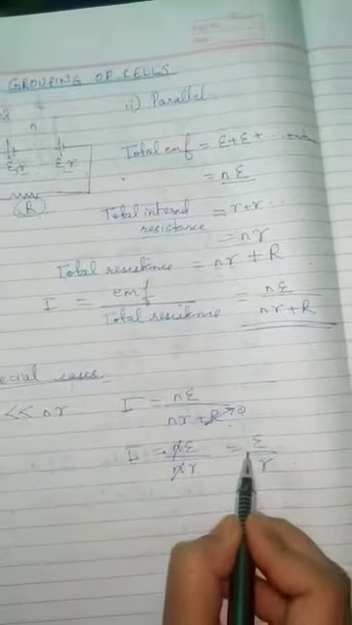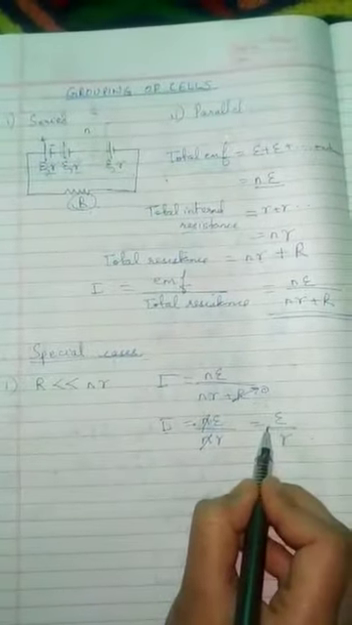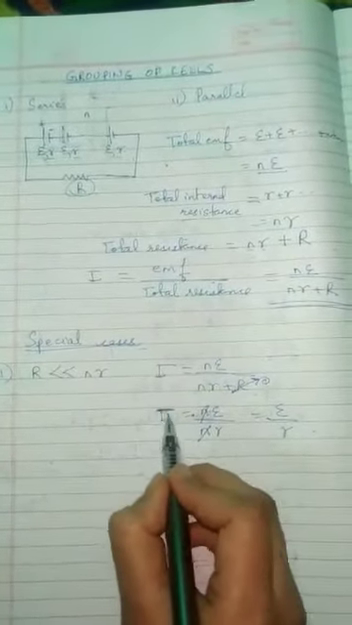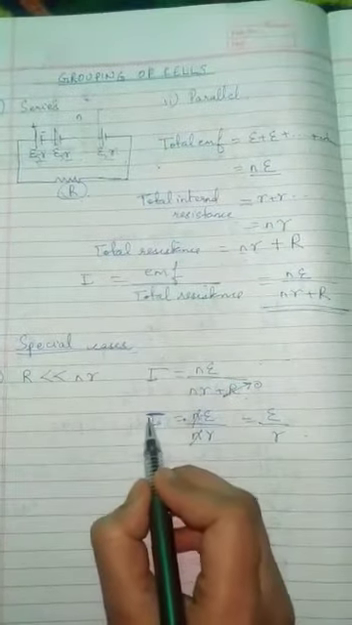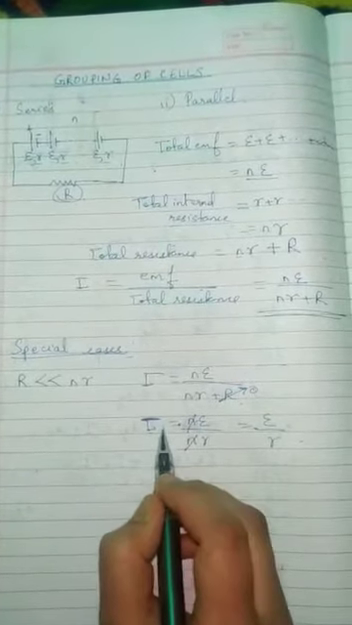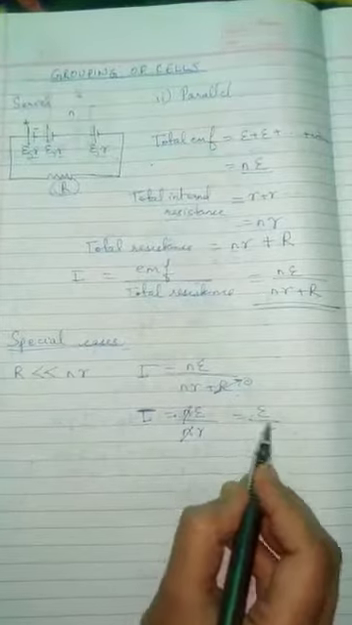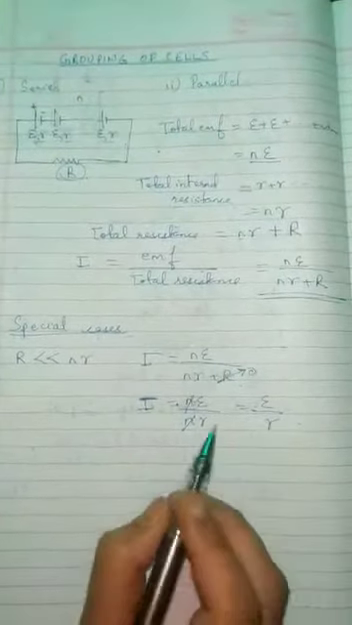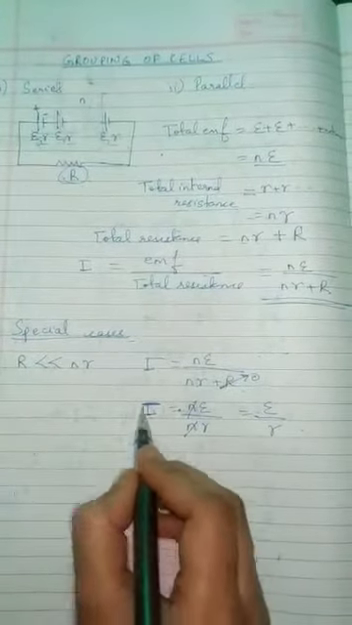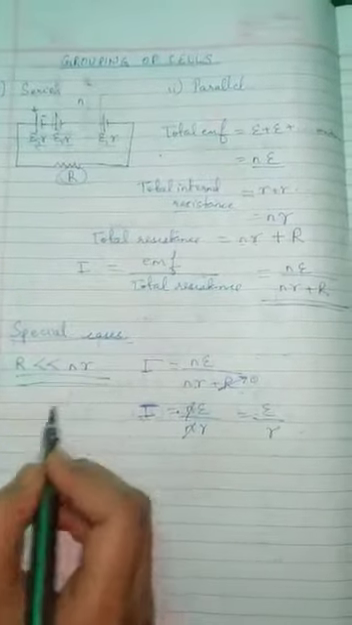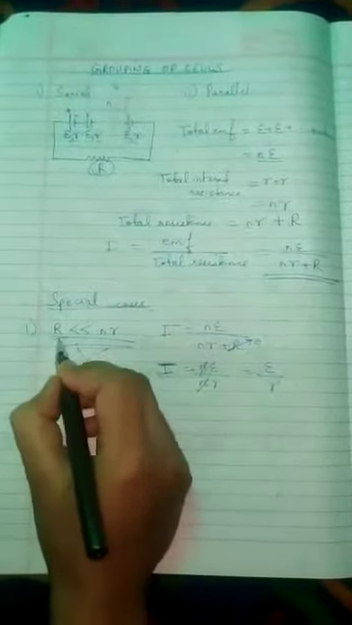So if you look at the expression here, it does not depend on the number of cells. That means the current drawn will be the same no matter how many cells you connect. You may connect one, you will be drawing the same current. You may be connecting two, you will be drawing the same current. So this combination will be meaningless if the load is very small.